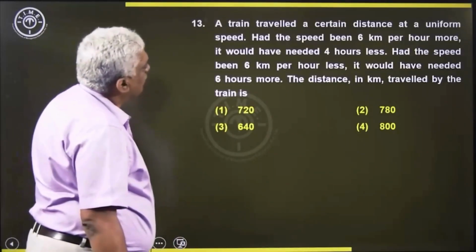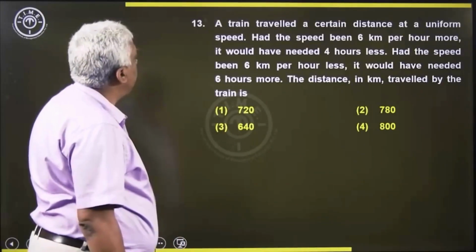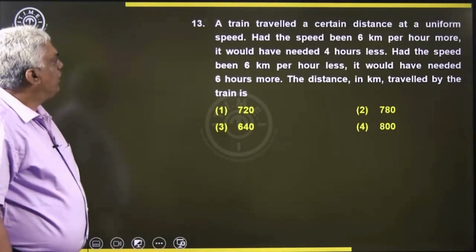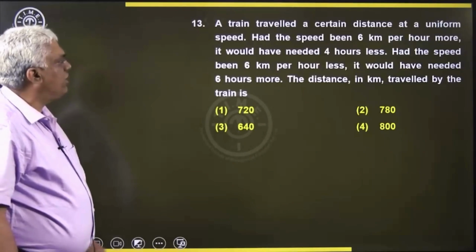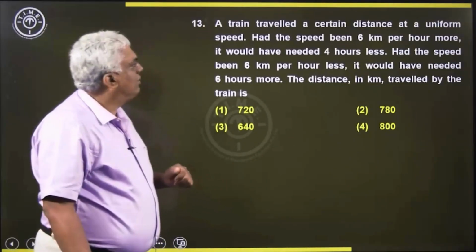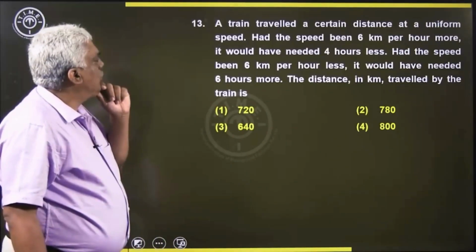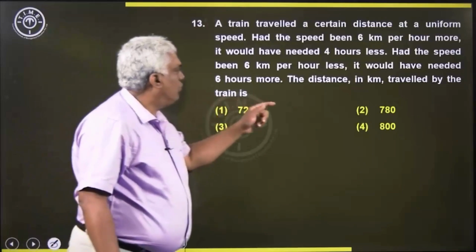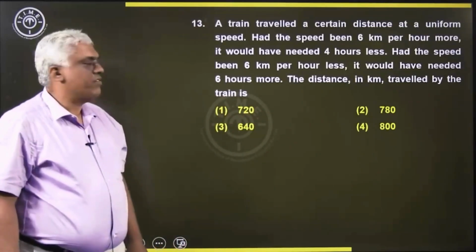A train traveled a certain distance at a uniform speed. Had the speed been 6 km per hour more, it would have needed 4 hours less. Had the speed been 6 km per hour less, it would have needed 6 hours more. Find the distance in kilometers traveled by the train.